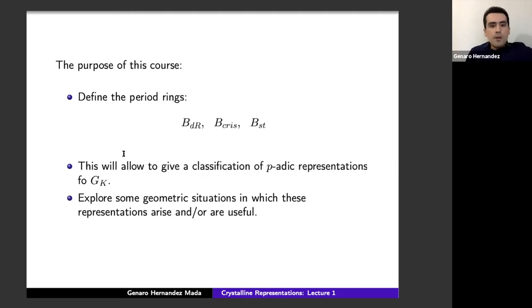But for that, we need to define especially this ring, B_cris, which is a subring of B_dR. So we need first to define B_dR. And to define B_dR, we need to know Witt vectors. So I am going to start with these Witt vectors. I will start with very basic stuff. I hope that people who are already familiar with this do not get bored. But since I know there are some people here who are not very familiar with it, I would like to start with that.